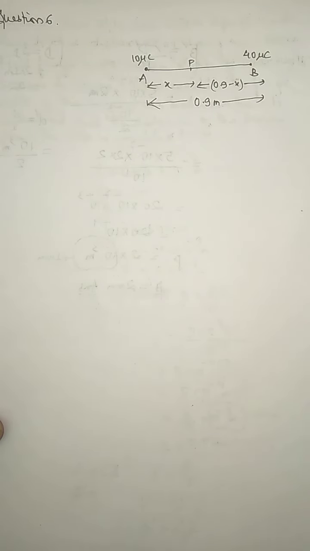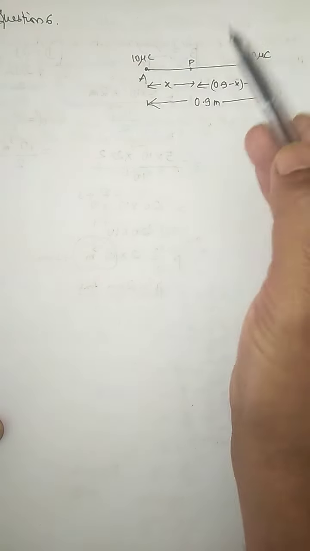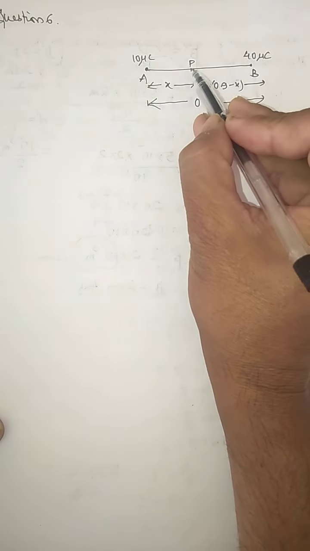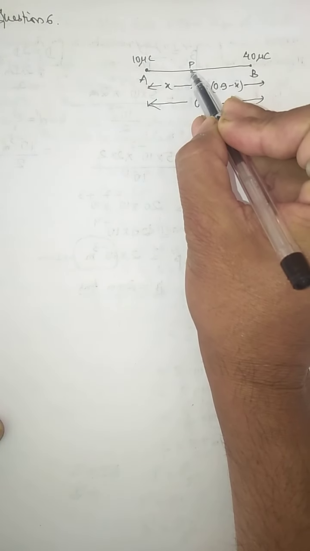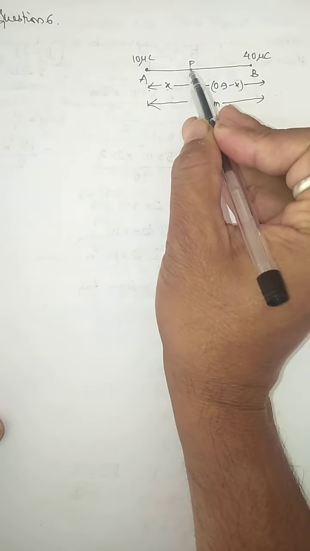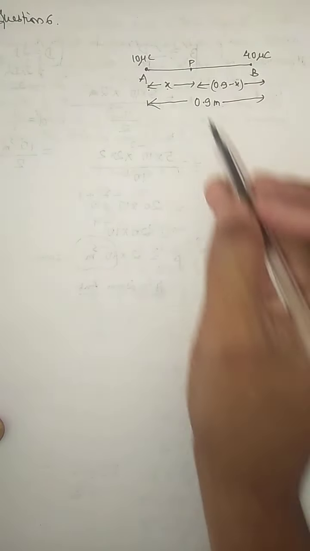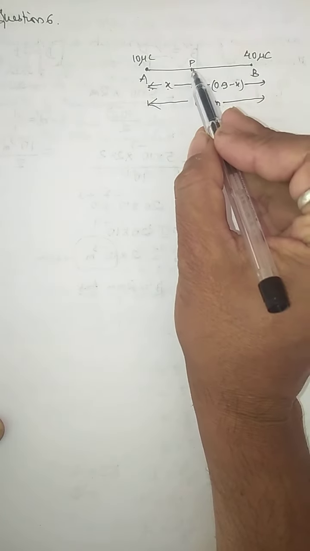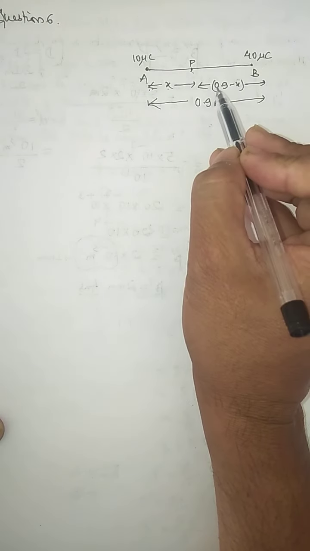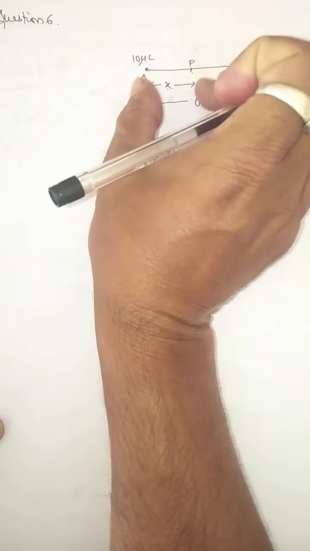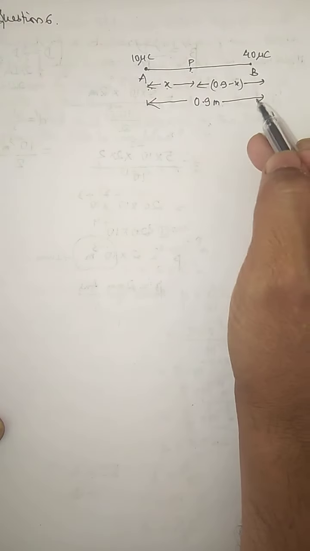What you need to find out is the distance from charge A at which the net electric field intensity becomes 0. For that, let me consider the point P. This is the point at a distance x from A where the net electric field intensity becomes 0. If this point P is at a distance x from A, then the same point P is at a distance 0.9 minus x from B, because the total distance is 0.9.